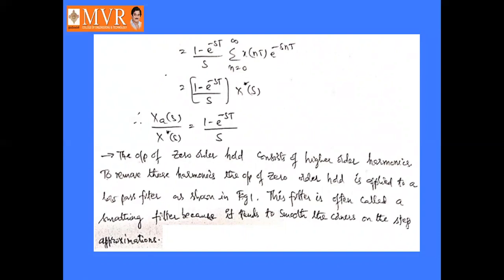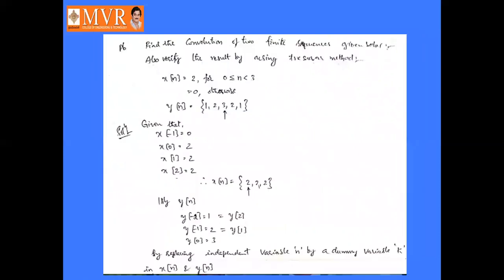So now these harmonics of the output of the zero order hold are applied to a low pass filter as shown in figure 1. This filter is often called a smoothing filter because it tends to smooth the corners on the step approximations. Okay, so now we will do a problem.